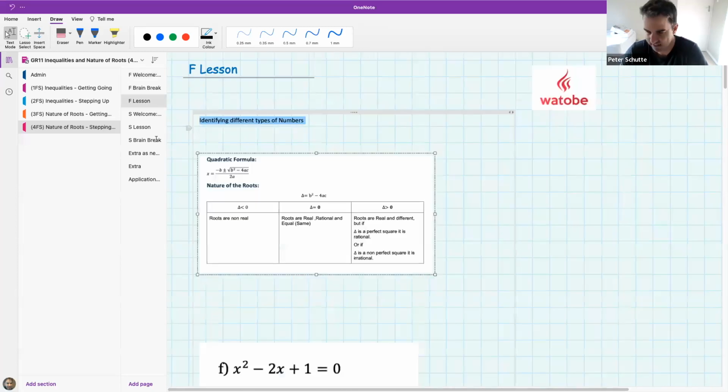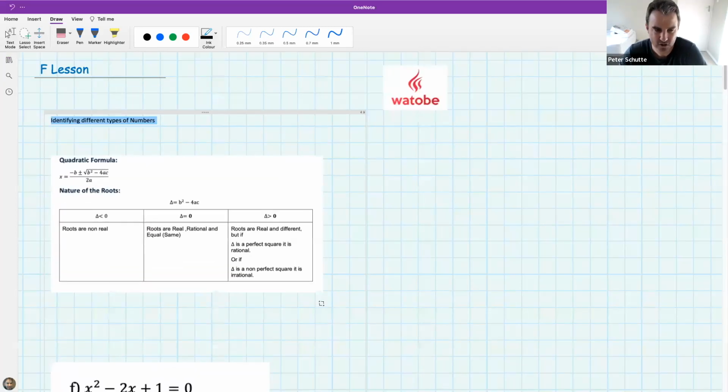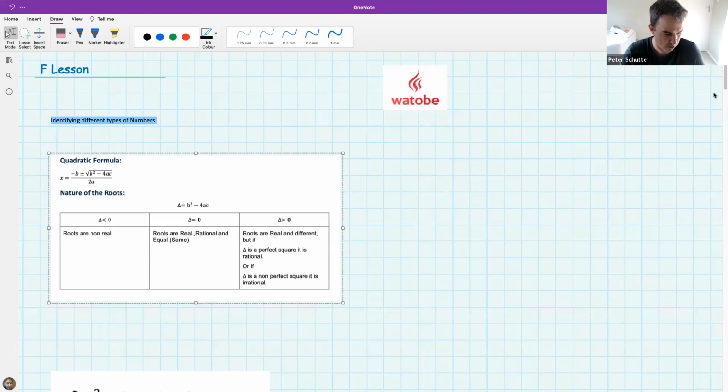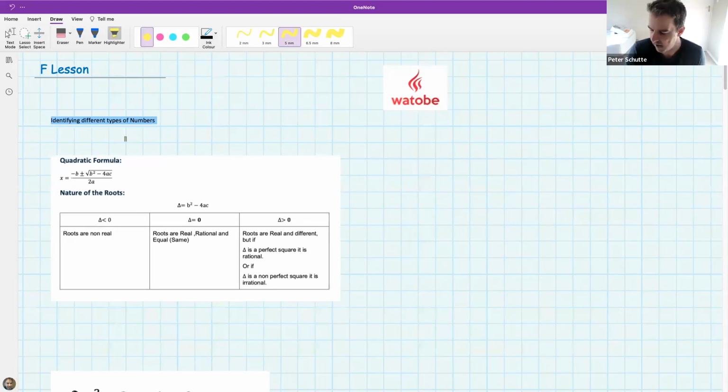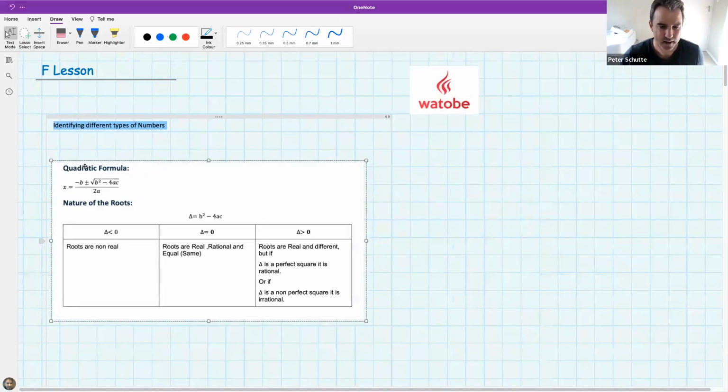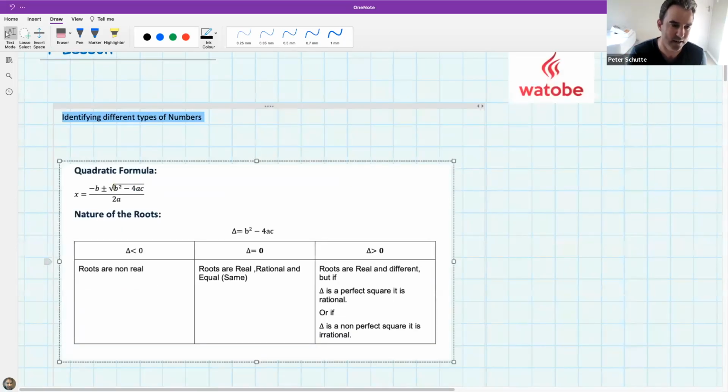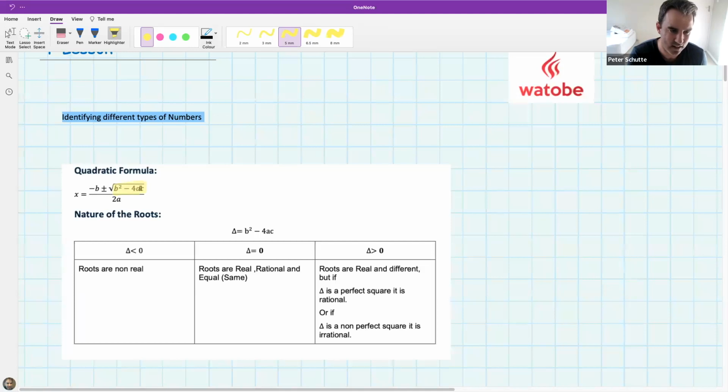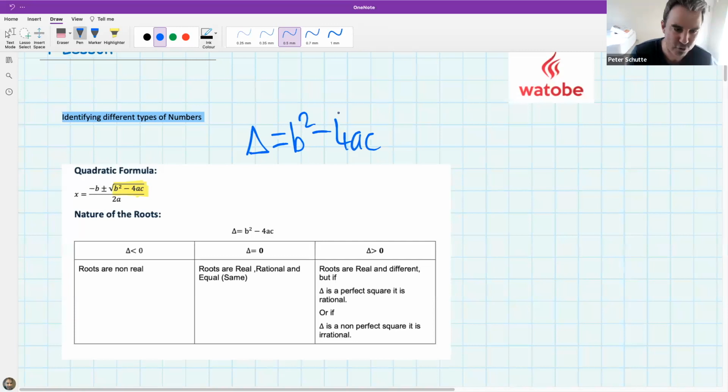So in the previous lesson, Marilise spoke to you about this new topic called nature of the roots. And so I just want to spend a little bit of time talking about this thing called delta. Delta is the thing inside of the quadratic formula. And delta is b squared minus 4ac, where you have a quadratic equation in standard form.